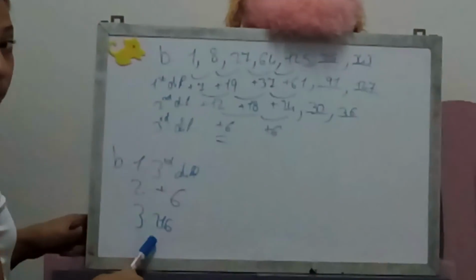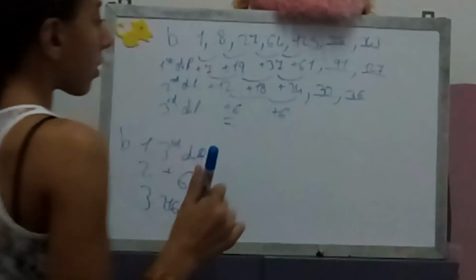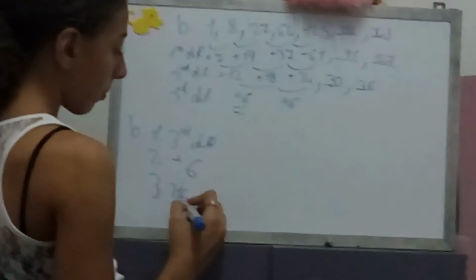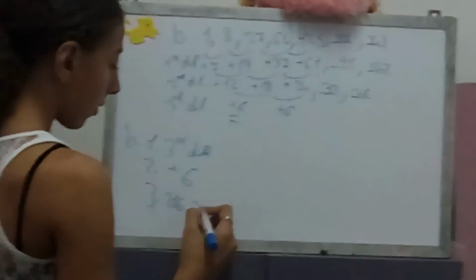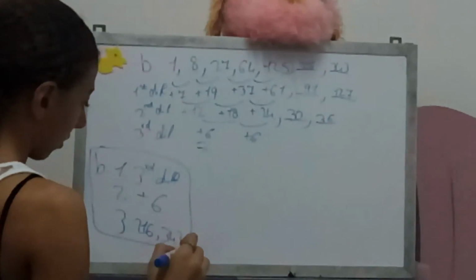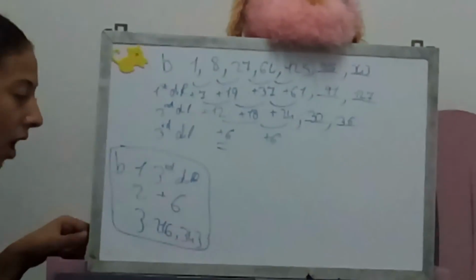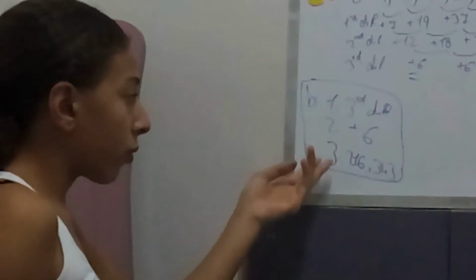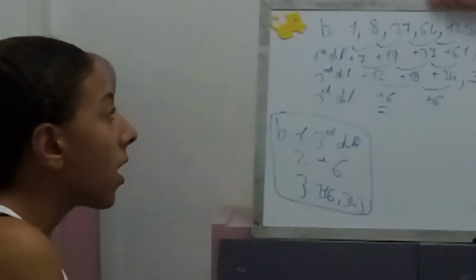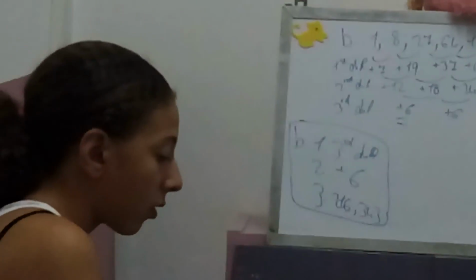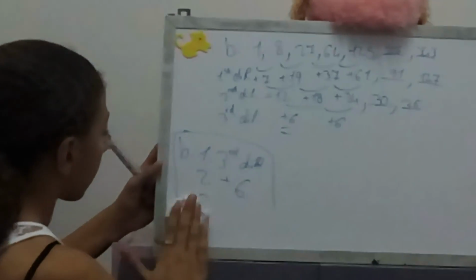216, comma 343. So this is your answer. I think you might find a question with 4 differences, but I think this will happen rarely. Okay, so we have our 3 questions homework, and that's it.